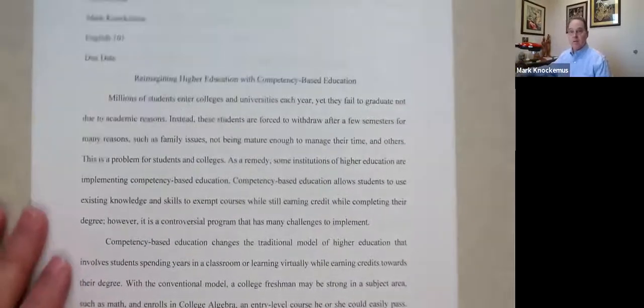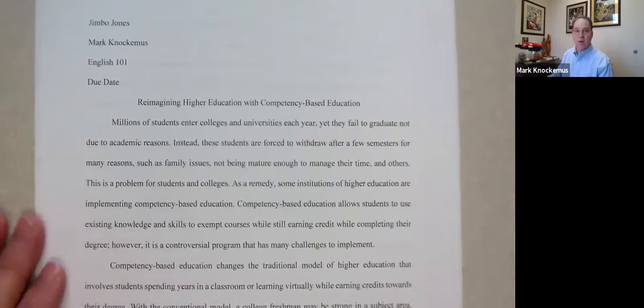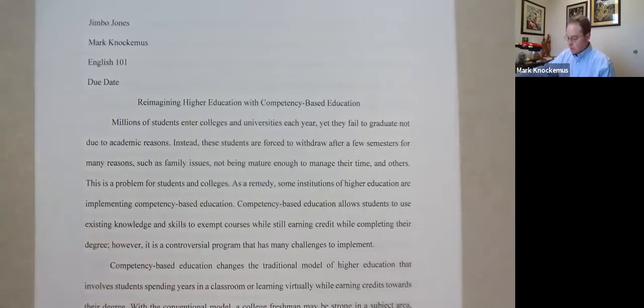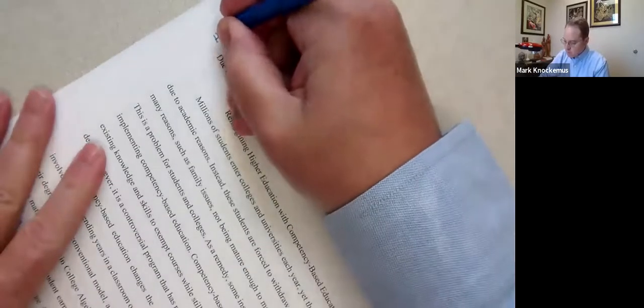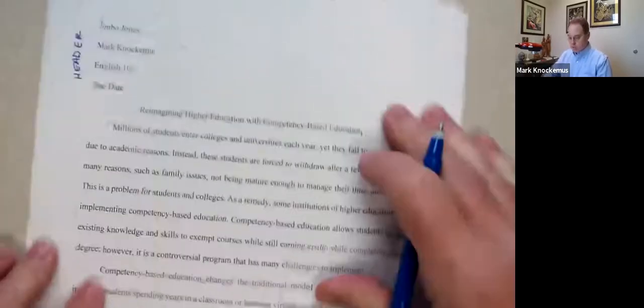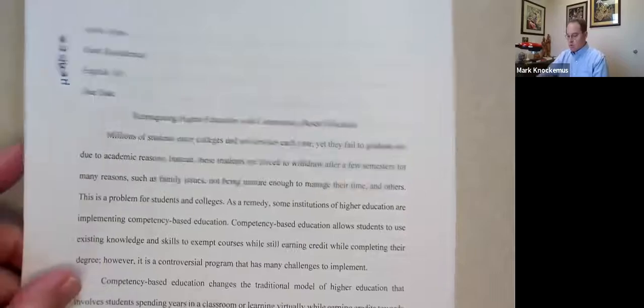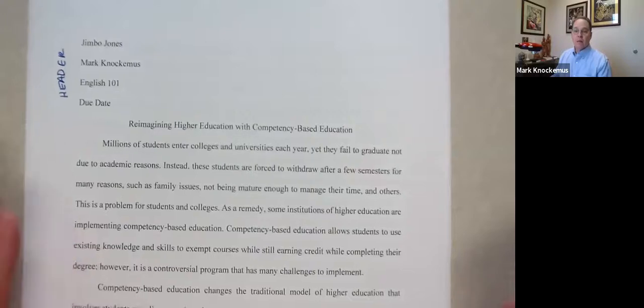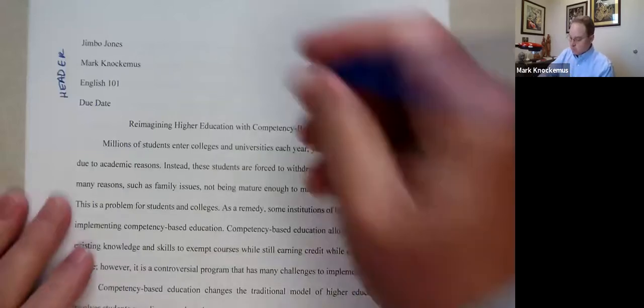Let's take a look then at the explanatory essay that I did with my article about competency-based education. Some of the nuts and bolts real quick with the essay. This is the header, right? You'll notice that the header only goes on page 1. Do not use the header feature in Microsoft Word because it'll stamp it on each page. Only do it on page 1.